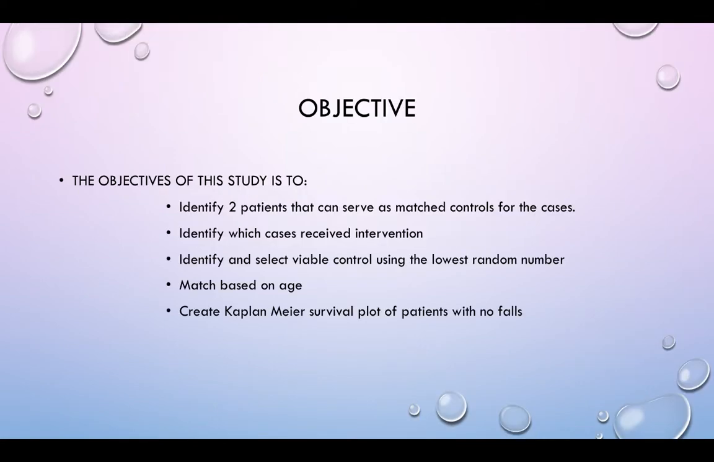The objectives for this case are to identify two patients that can serve as match controls for the cases, identify which cases received intervention, identify and select viable controls using the lowest random number, match based on age, and create a Kaplan-Meier survival plot of patients with no falls.